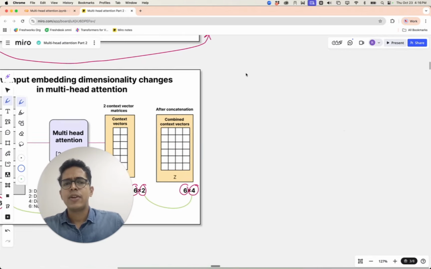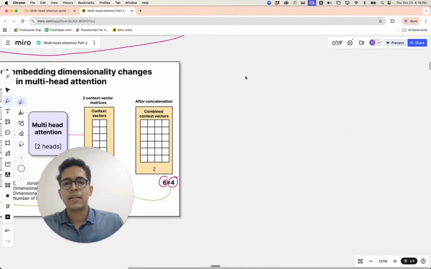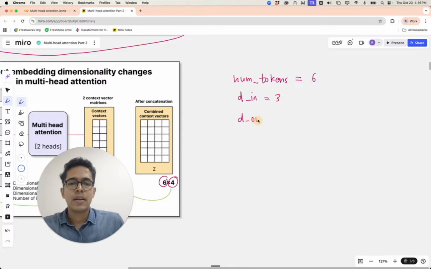Let's try to put some numbers. We already did this exercise in the last lecture, but it'll be great to do once more. So let's say number of tokens, num tokens, equal to 6, and let's say dimension at the input equal to 3, and dimension at the output is equal to 6, and number of attention heads is equal to 3.